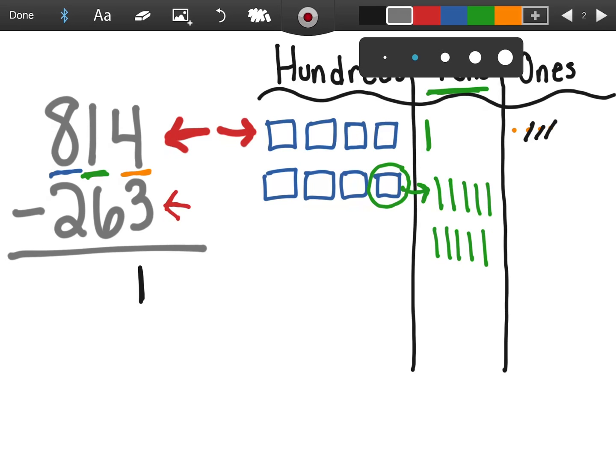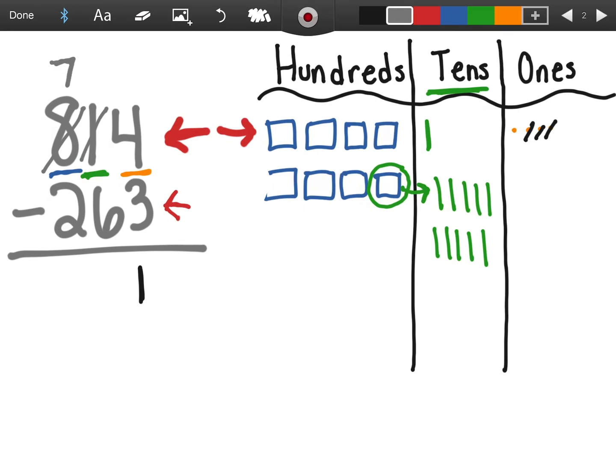So let's show that over here in our work. So we couldn't take 6 away from 1, so we had to call up the hundreds place and borrow 100. So this becomes a 7, and this one becomes an 11. So now we have 11 tens in the tens place over here, and we are going to take 6 away. So we could cross out 6.